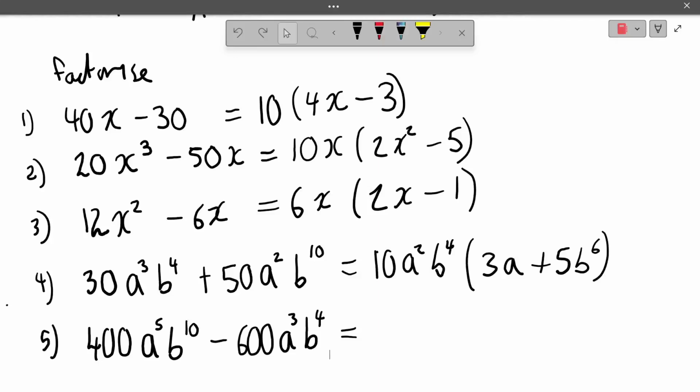Okay, let's have a little look at our final one. So we have 400, we have 600. So the best we can do here is 200. Now, I don't really want to write out all the factors of 400 and 600 and work out the highest common, because that would be a pain.